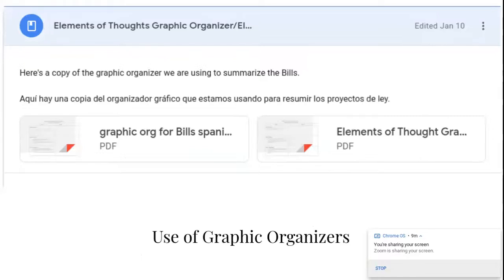Another idea was the use of graphic organizers. As we mentioned, they are looking at proposed New York State bills. And so we created graphic organizers that they could have either in English or in Spanish, and generate those ideas. And that was work that they could do from home prior to arriving to class, so that would stimulate the discussion and the group work.